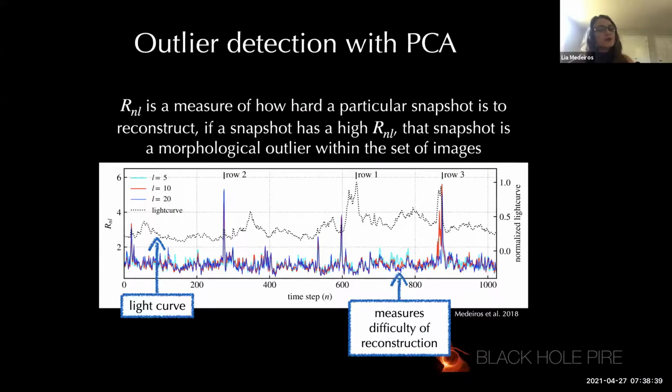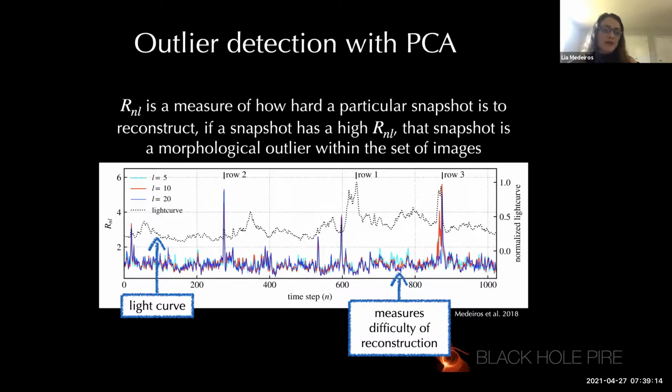We also developed an outlier detection method, which is based on PCA. We define this metric that's RNL, and it's really a measure of how hard a particular snapshot is to reconstruct. If a snapshot has a high RNL, that snapshot is a morphological outlier within the set of images. Here I'm showing you the results of applying RNL to model B, which again was the model that had the highest variability from the three models that we've been looking at here.